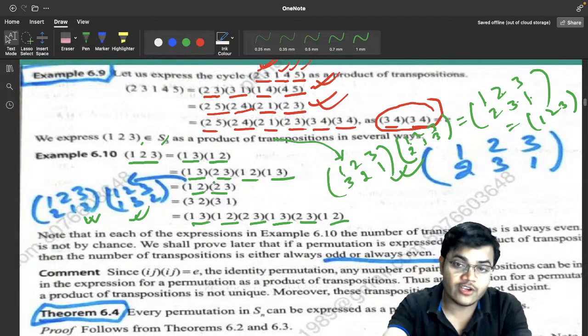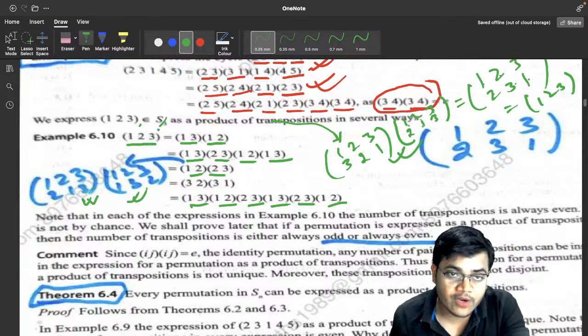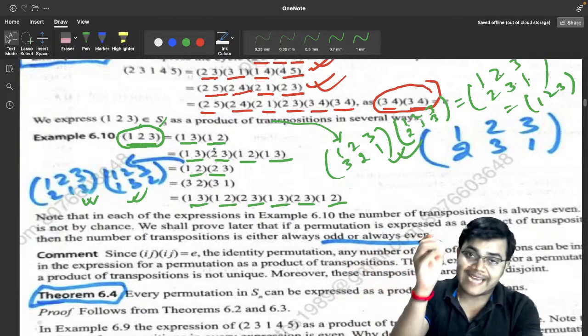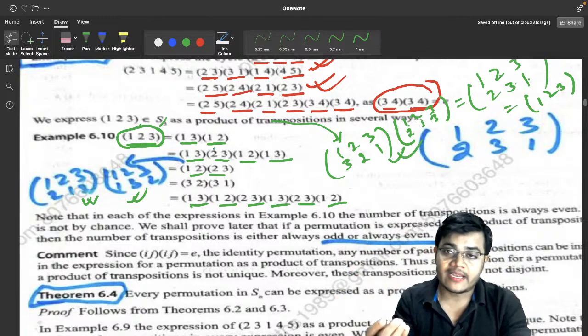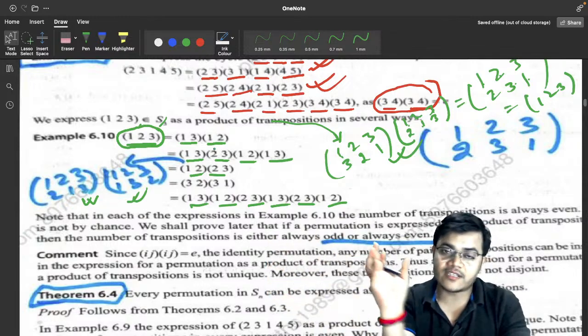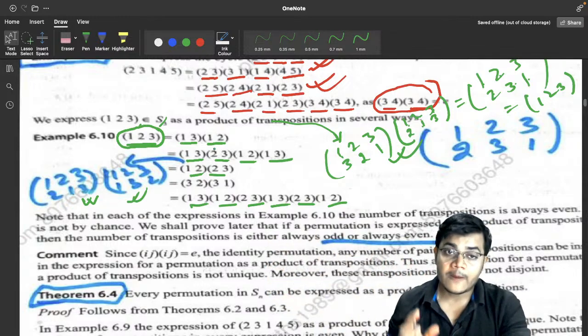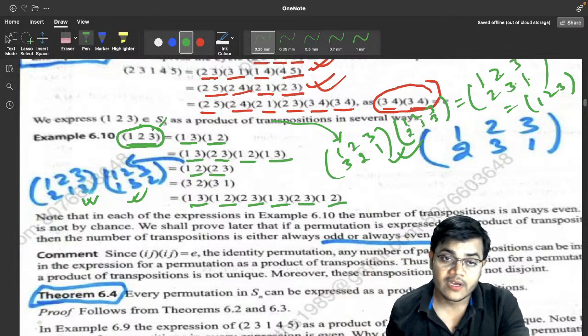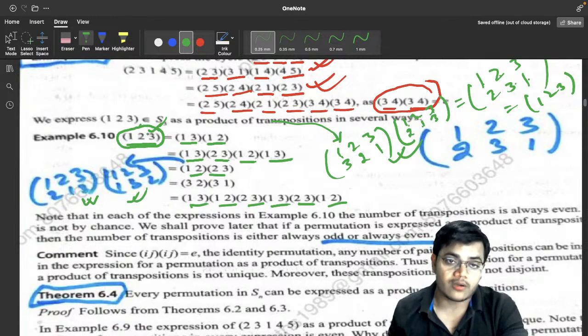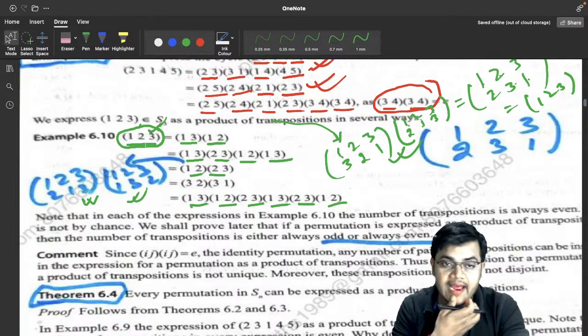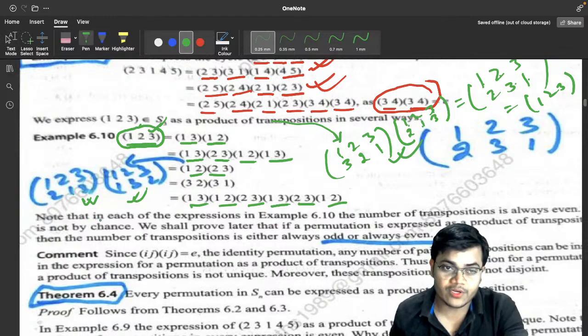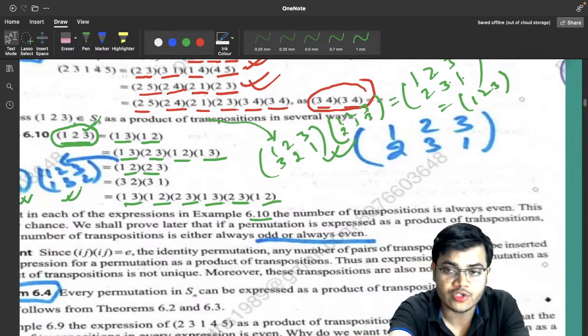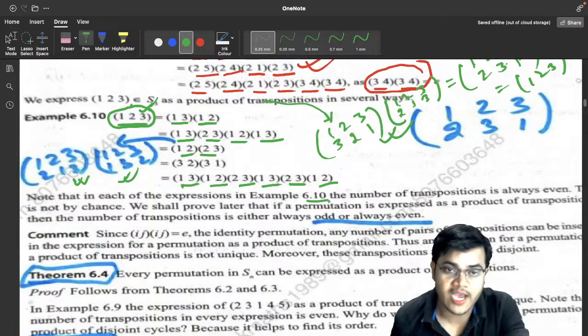So a very good observation is that if you have an odd number of elements in a cycle, then that cycle can be represented in different ways as a product of transpositions, but the number of transpositions will always be even if the number of elements in the cycle is odd. Yes, here is a very interesting note: in each of the expressions in this example, the number of transpositions is always even. This is not by chance.